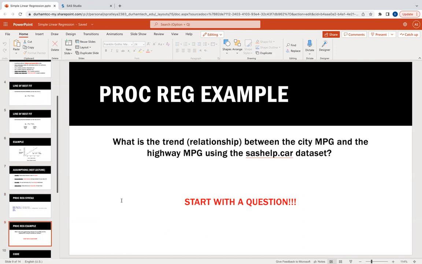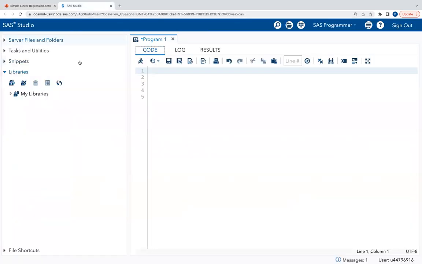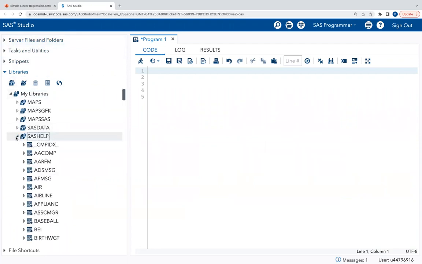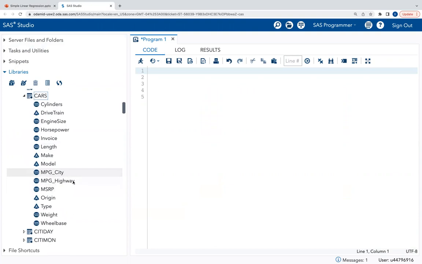Just like any statistical test or statistical model, what is the question that you're trying to answer? In this case, what is the relationship between the city miles per gallon for a particular car and the highway miles per gallon? That's exactly what we're going to look at. When I go into SAS Studio, you can sign up for a free SAS OnDemand for Academics. That's what I'm utilizing. If you don't know how to sign up for this for free, please check out my first video. I'm going to expand the libraries on the left-hand side, go into the SASHELP library, and expand that. I have a data set of cars, and I have my miles per gallon city and my miles per gallon highway.